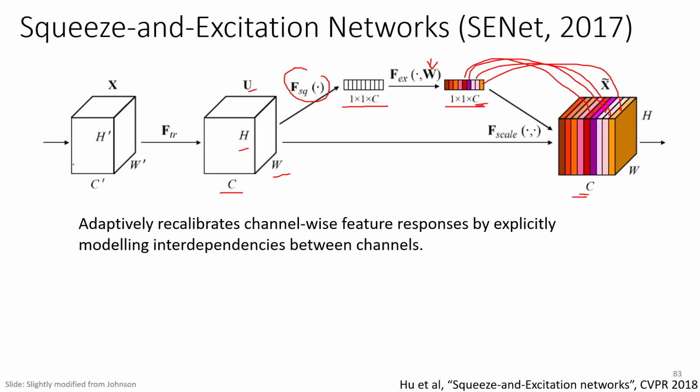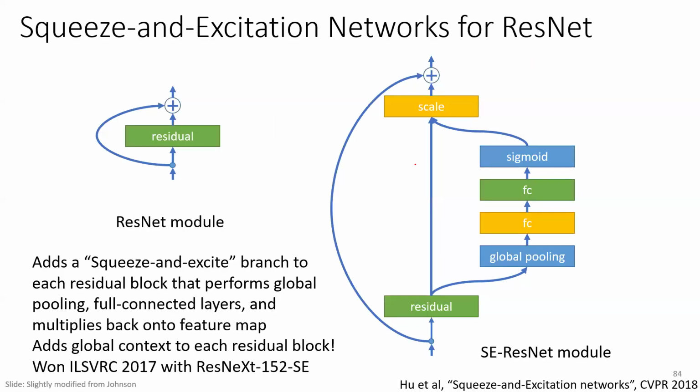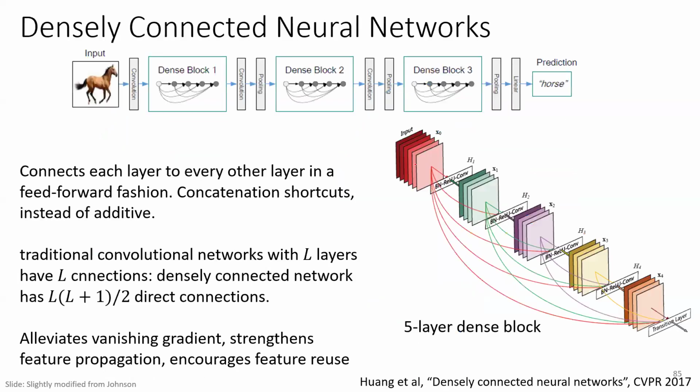So this one is adaptively recalibrating channel-wise feature responses by explicitly modeling the interdependencies between channels. So that interdependency is modeled by this learnable weight matrix. So this is again the important contribution in the squeeze and excitation network. Then squeeze and excitation networks are there for ResNets. I will not discuss that, you can have a look at it.